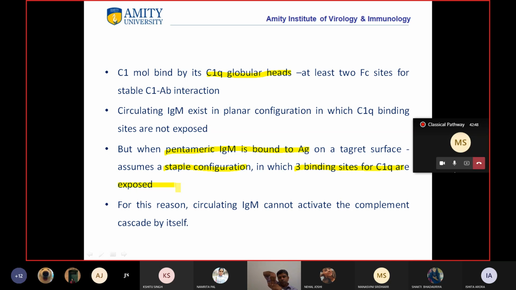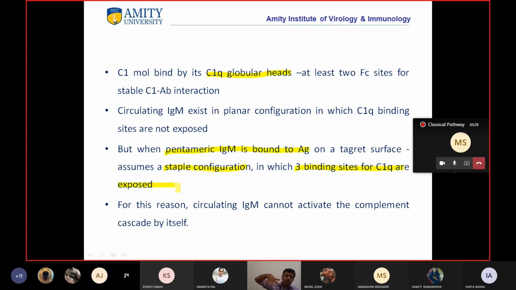Now this change of shape exposes the site where C1Q can come and bind. And for this reason, circulating IgM cannot activate the complement cascade by itself. It is not that IgM keeps activating the complement system just because it is circulating, no, because the site where C1Q will bind is not exposed. It gets exposed only once the antibody binds to an antigen.